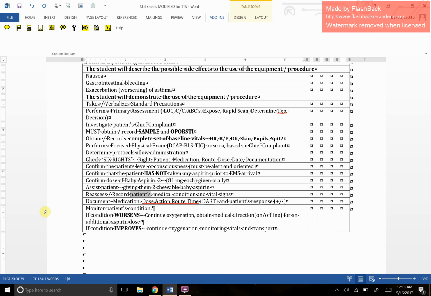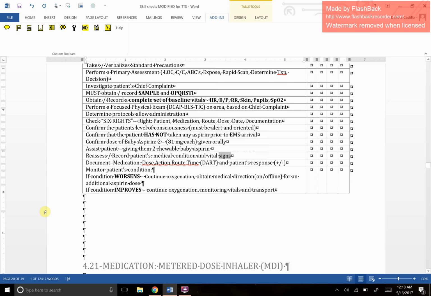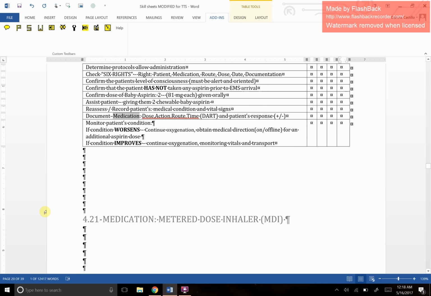Reassess/record patient's medical condition and vital signs. Document medication, dose, action, route, time, DART, and patient's response, +/-. Monitor patient's condition. If condition worsens, continue oxygenation, obtain medical direction, on/offline, for an additional aspirin dose. If condition improves, continue oxygenation, monitoring vitals, and transport.